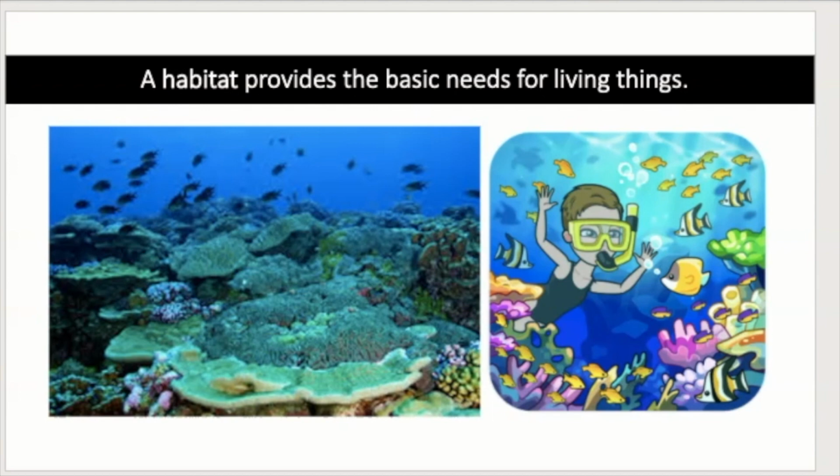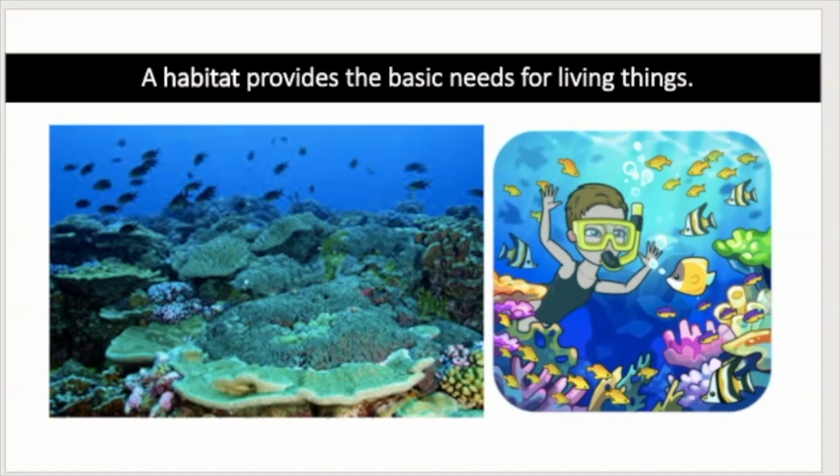Now do you know where we are? That's right. We're in the ocean. We are underwater, but we are in a different habitat. In the ocean, you will see different animals. How does this habitat provide for the living fish?